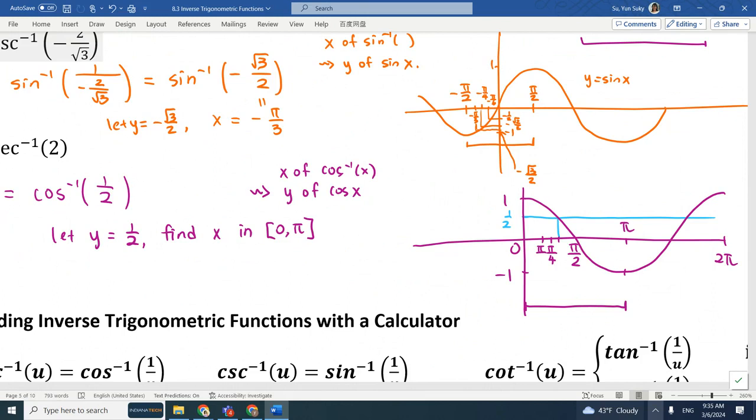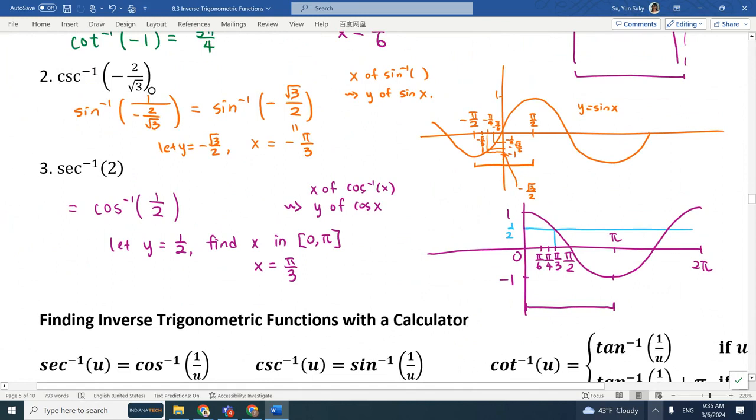What's the common angle value? Yeah, pi over 6. And the bigger piece is pi over 3. Yes, everybody? So that is y here. Find the x. What is the x? Pi over 3. So x is pi over 3. Is that okay, everybody?